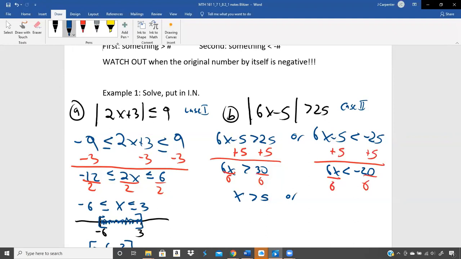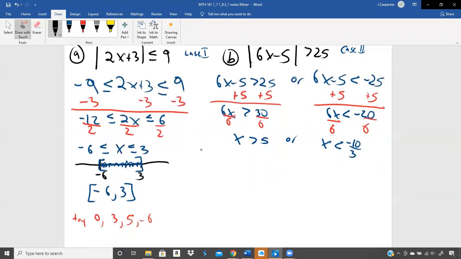Or, the x's cancel, leave the less than. Negative 20 divided by 6 is going to reduce to negative 10 over 3. There's the answer in your inequality form. That's the base form. The number line, you are definitely going to want to draw this. Just trust me. Number line.